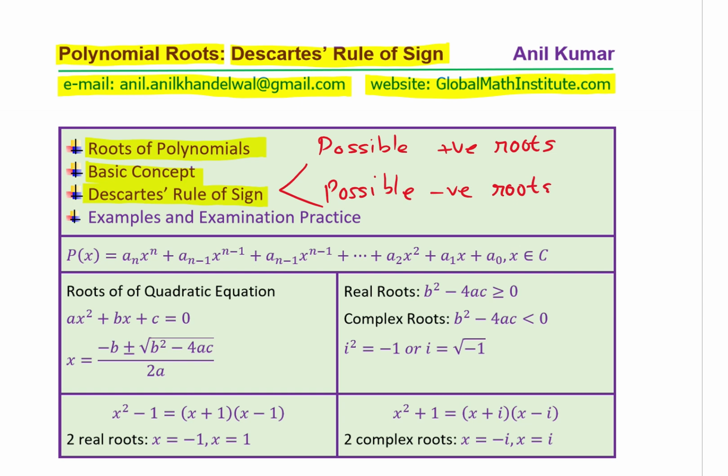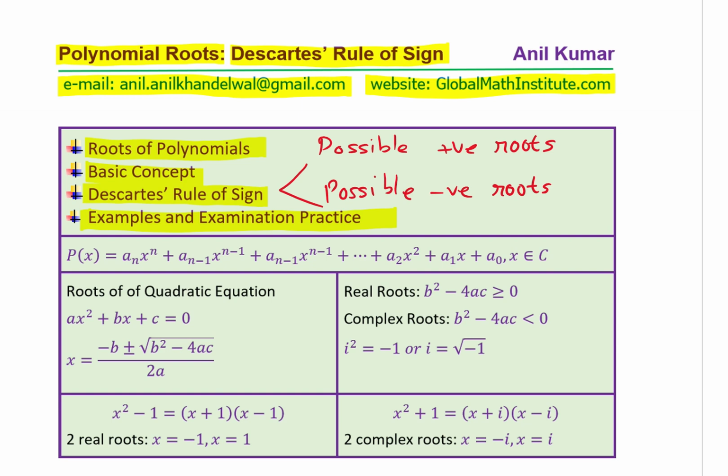This is the most important thing. If you know the number of possible positive and negative roots of any given polynomial, you can cut down your time to find or factor the polynomial by almost one third. Now, to practice, we'll also take some examples. So, what is a polynomial after all?